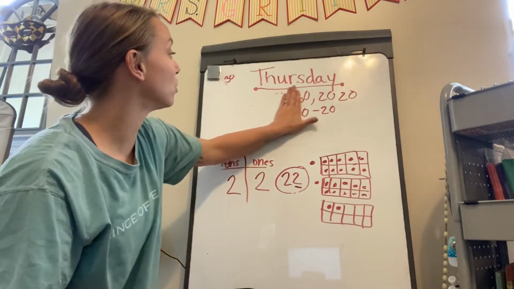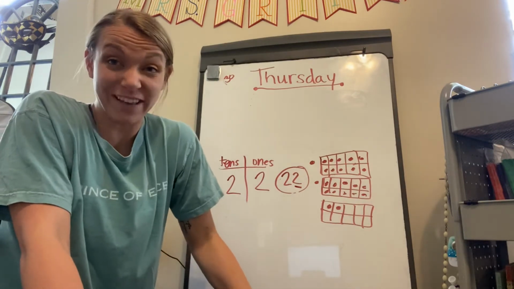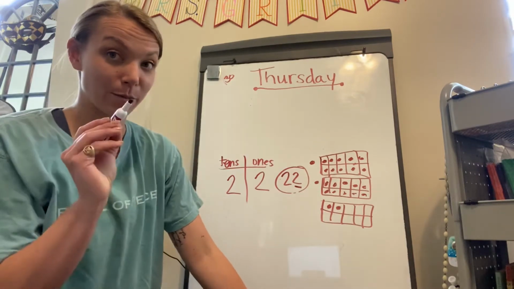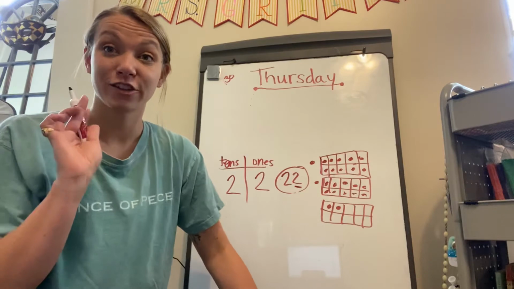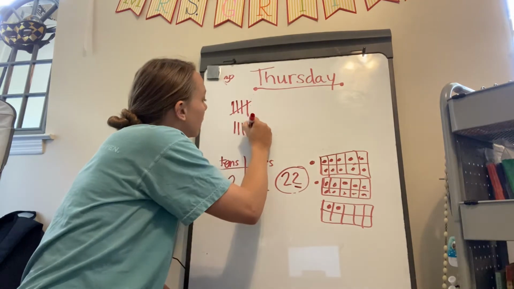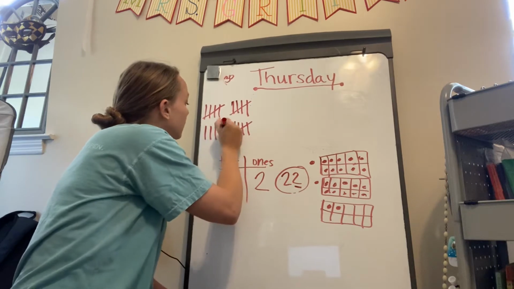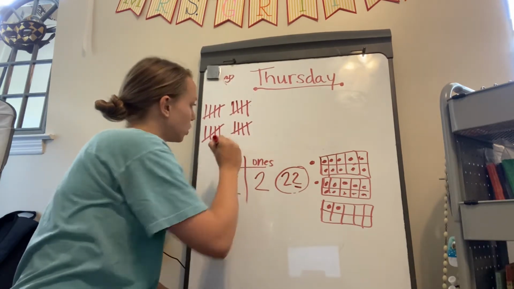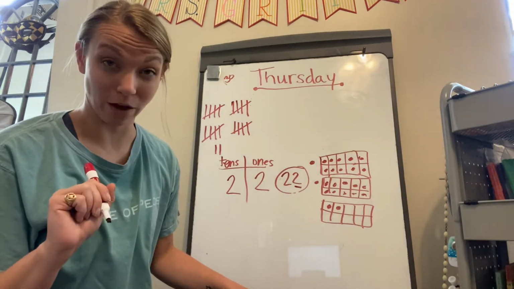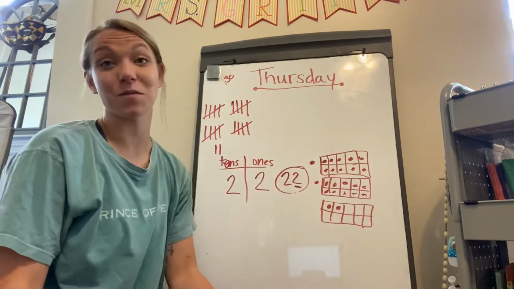Now, on to your tallies. I like to race, so will you race me and see if you can finish your tally marks up to 22 before me? On your mark, get set, go. 1, 2, 3, 4, 5, 6, 7, 8, 9, 10, 11, 12, 13, 14, 15, 16, 17, 18, 19, 20, 21, 22. Did you beat me? And if you did beat me, did you really put 22 tallies? I hope you did, because now it's time for the addition part.